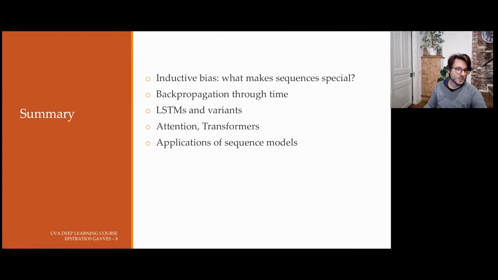So this was it for today's lecture. We discussed what kind of inductive bias we need so that we can modify our neural networks to work well with sequences. We have discussed backpropagation through time, as well as the improved version of recurrent neural networks, that is LSTMs and variants. We have discussed attention and transformers, and we also covered a few applications of sequence models. Thank you.